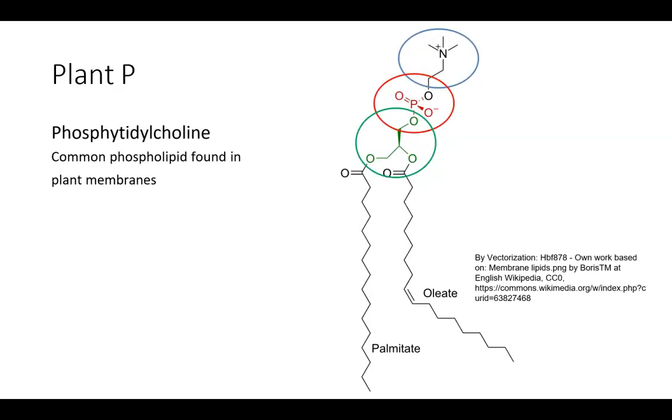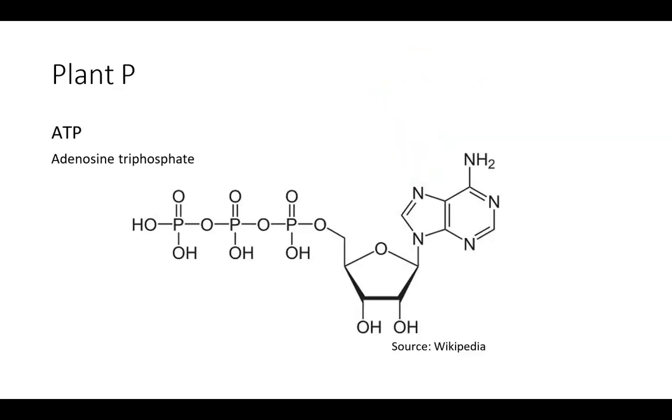This has 2 fatty acid groups and 1 phosphorus group. Instead of being a triglyceride, it is a phospholipid. And these types of materials make up membranes in plants, in animals, and in bacteria. Plant phosphorus is also found in the form of ATP.